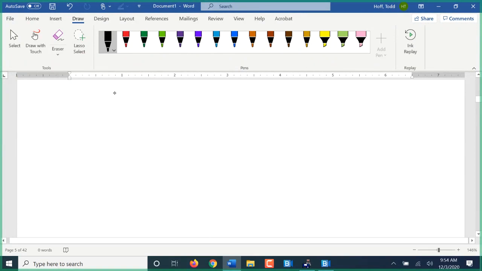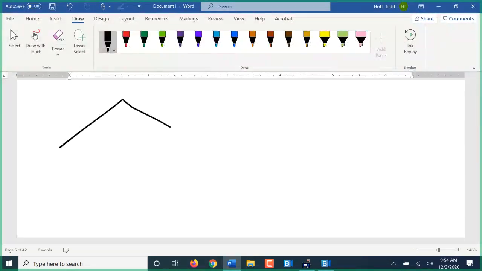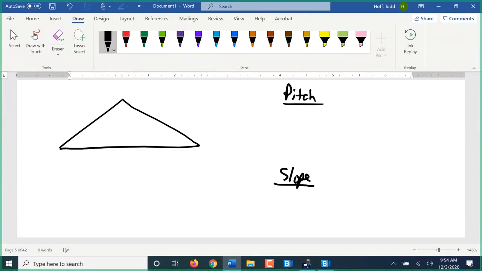In construction, if I look at a roof, there's actually 2 ratios. There's a pitch and there's a slope. A lot of people, even people in construction, use those words interchangeably. They are, however, different. Pitch is height over span. Well, what does that mean?